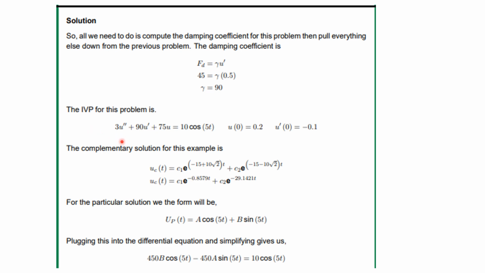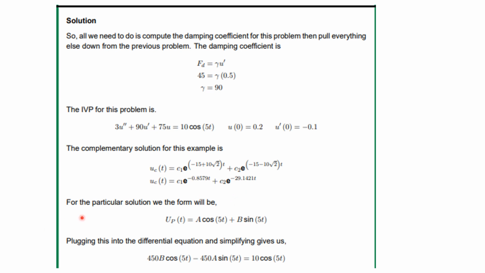This is our IVP. 3u double prime plus 90u prime plus 75u is equal to 10 cosine of 5t, as we had before, and the same initial conditions. Now the complementary solution for this one, and again we do have the damping, is u sub c equal to c1 e to the minus 15 plus 10 square root of 2 times t, plus c2 e to the minus 15 minus 10 square root of 2 times t, and you can simplify that, and we just plug that into a calculator for the approximation here.